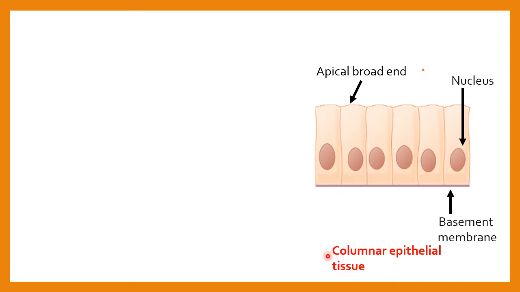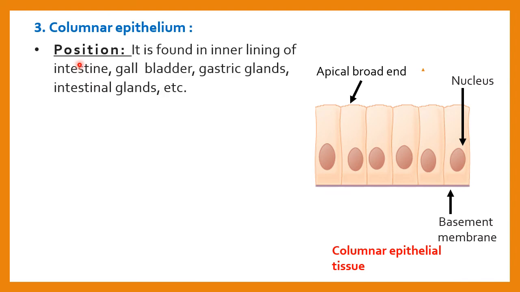Now we'll go for columnar epithelial tissue. The name itself indicates cells are columnar in shape. Alright. Now we'll study about it. Columnar epithelium or columnar epithelial tissue, you will get it in inner lining of intestine, gallbladder, gastric glands, intestinal glands. What is the structure? Cells are tall pillar-like, so you call them as columnar epithelial cells.